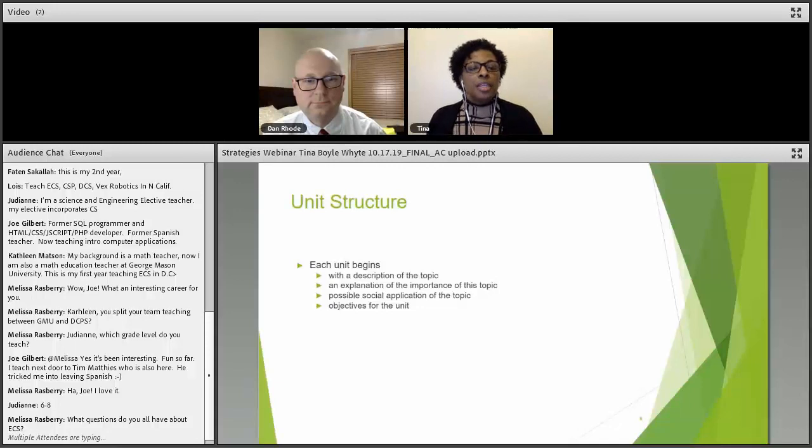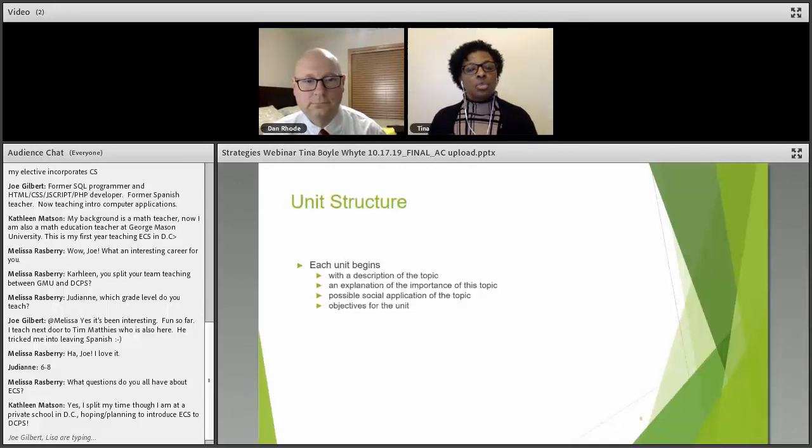I want to talk about the structures of the unit, how each unit is set up. And so they describe that their units are set up such that it'll begin with a description of the topic, an explanation of the importance of the topic, possible social applications of the topic, and objectives for the unit. So that's how the unit is set up.